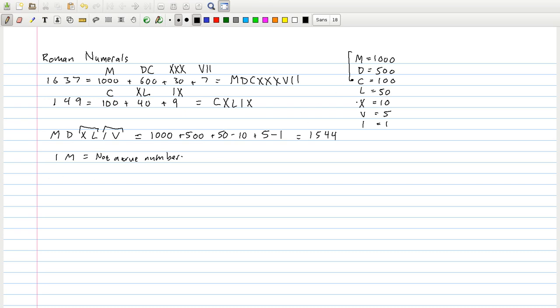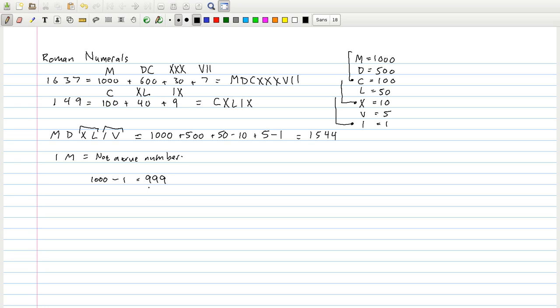Likewise, we can only subtract X from either L or C. And we can only subtract I from V or X. So you may be inclined to write this as 1,000 subtract 1, but this is not allowed. We can't have I right before M. So if we wanted to write this number, 1,000 minus 1, this is 999.